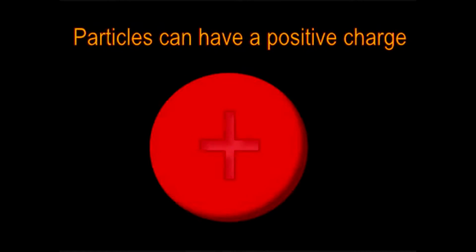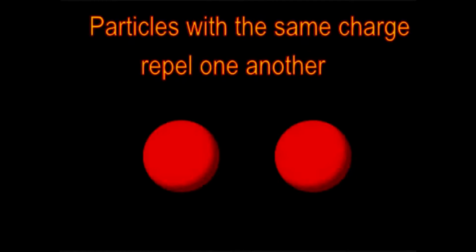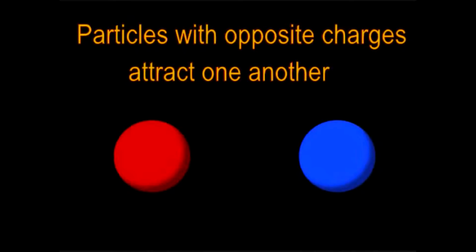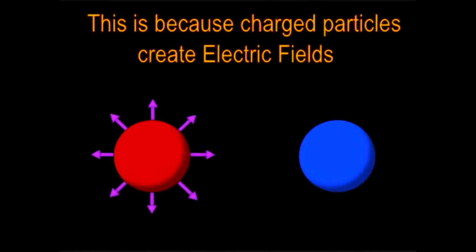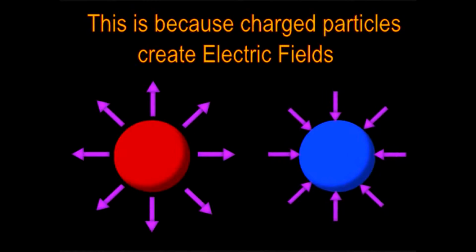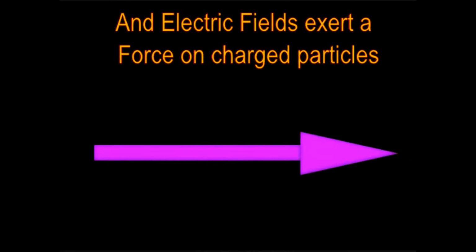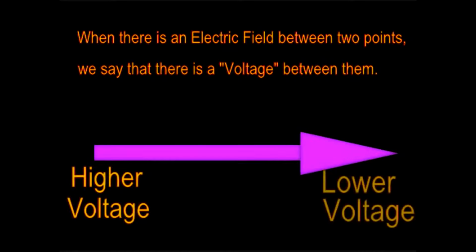Particles can have a positive charge or a negative charge. Particles with the same charge repel one another. Particles with opposite charges attract one another. This is because charged particles create electric fields. And electric fields exert a force on charged particles. When there is an electric field between 2 points, we say that there is a voltage between them.